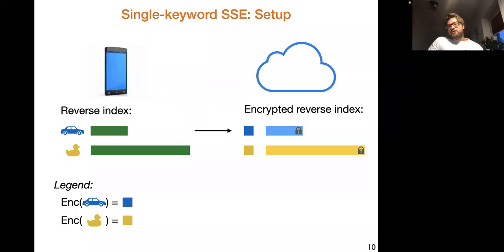And so in general, how SSE works is you take this reverse index and then you encrypt it.